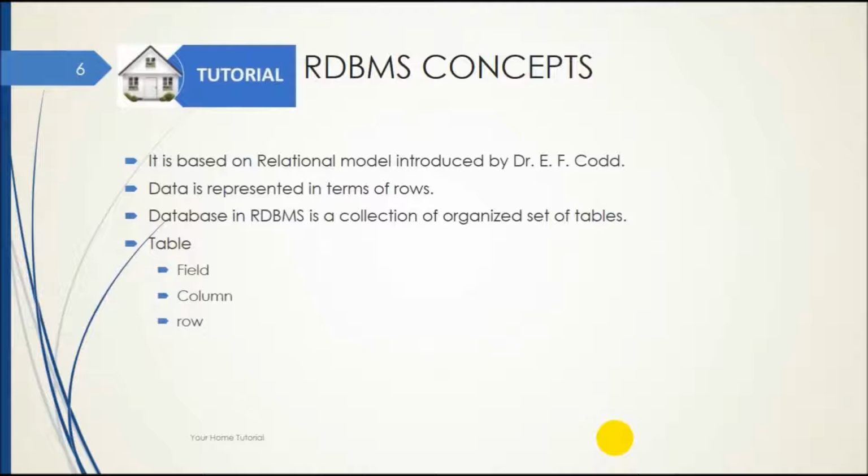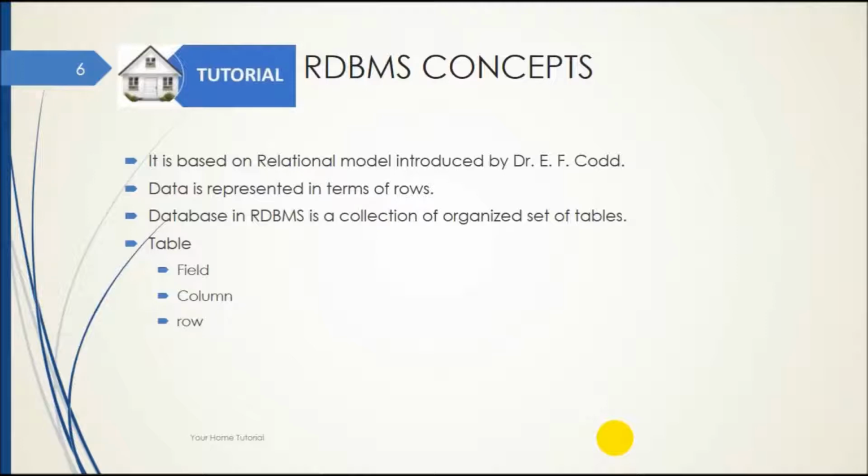A relational database management system, as I told many times, is based on the model proposed by Dr. E.F. Codd, in which we store data in a tabular form where the tables are related to each other. Data is represented in terms of rows in an RDBMS. So how can I say that tables are related to each other?